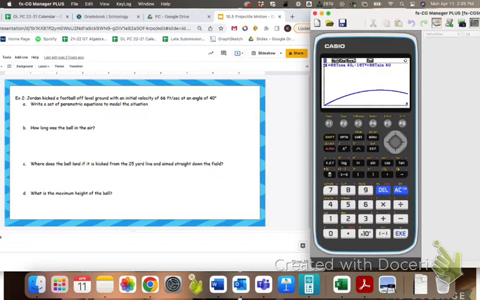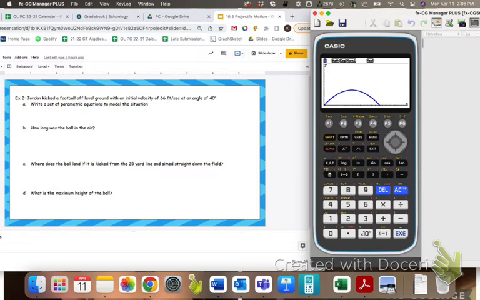Pretty close. Now I can see the highest point. It looks like I still need some more horizontal distance. So let's go to my window and make our x max bigger. This time I'll make it 200. And now I can see my nice pretty parabola here. All right, the first question wants to know how long the ball was in the air. That's going to be the time where this graph hits.